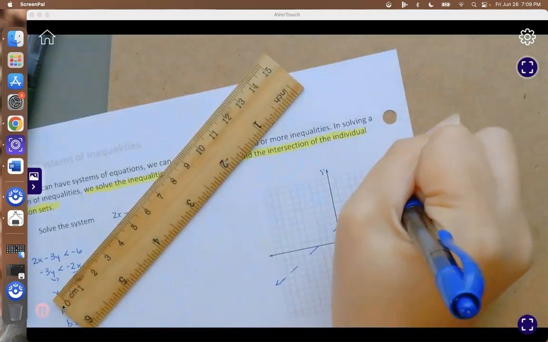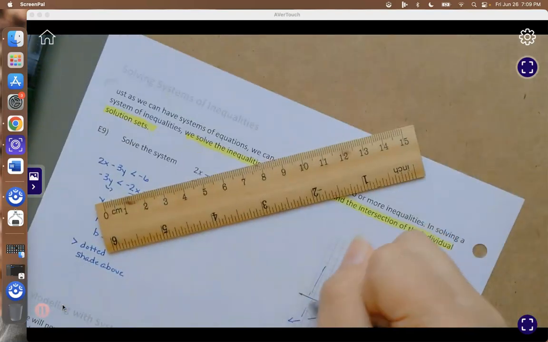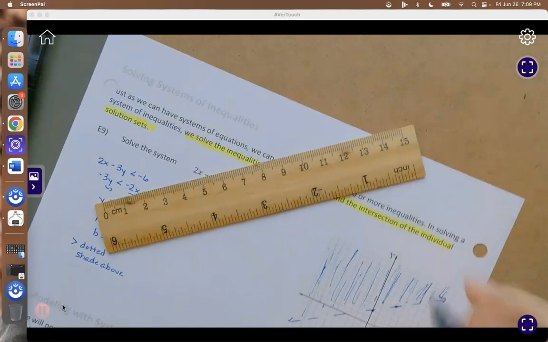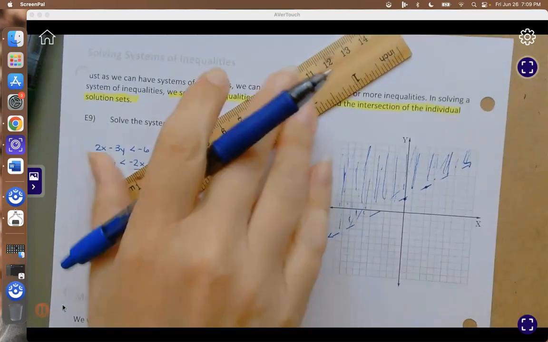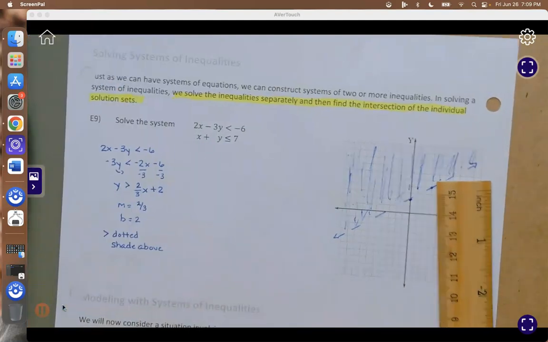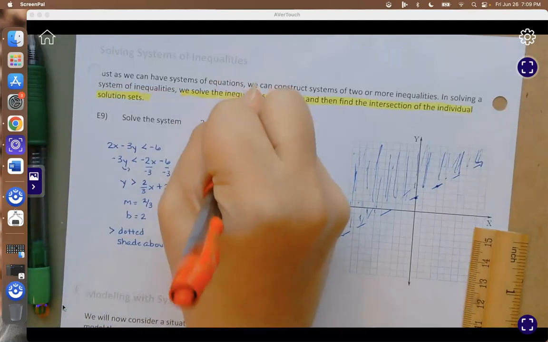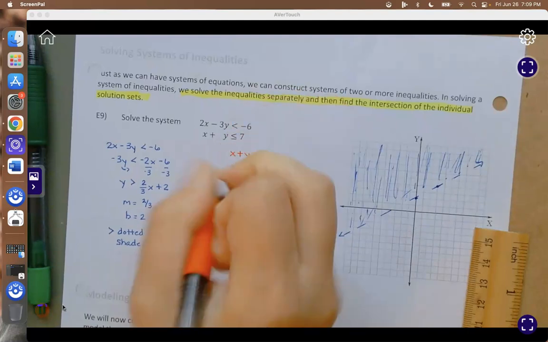Okay, so we're going to shade above. Okay, so we got all those. Now, let's do this one in red. Okay, so we have x plus y is less than or equal to 7.